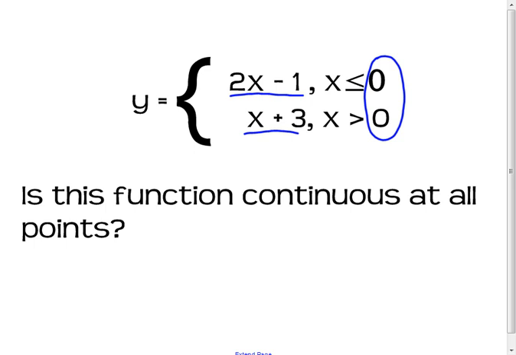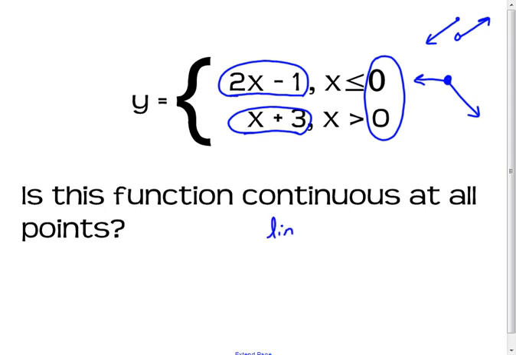If the lines, for example, do something like this, then it wouldn't be continuous. But if the lines do something like this, then it would be continuous. So we have to check at x equals 0 to see if each one of these is the same height when we switch from one line to the other one. So all we do is find the limit as x approaches 0 from the right and from the left.